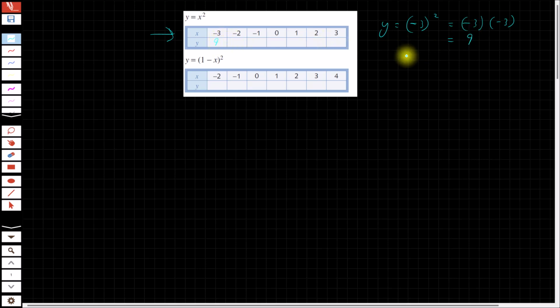The second one, we have y equals -2 squared. Once again, -2 times -2. Two negatives multiplied by each other gives us a positive, which gives us 4. The same for the -1. -1 times -1 is a positive 1. 0 times 0 is 0. 1 times 1 is 1. 2 times 2 is 4. 3 times 3 is 9.